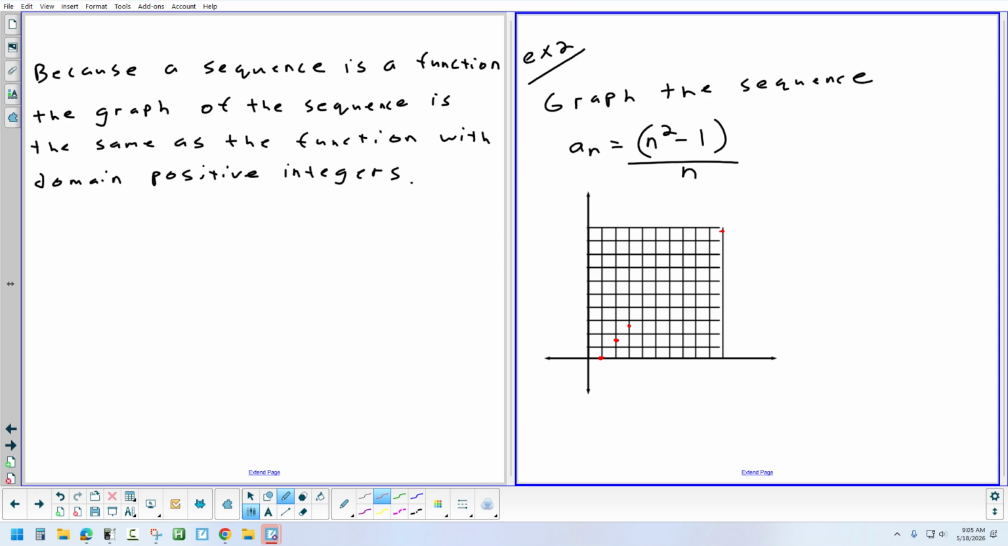Okay, so any questions on graphing that sequence? Graphing a sequence is just graphing dots. You can't connect them.